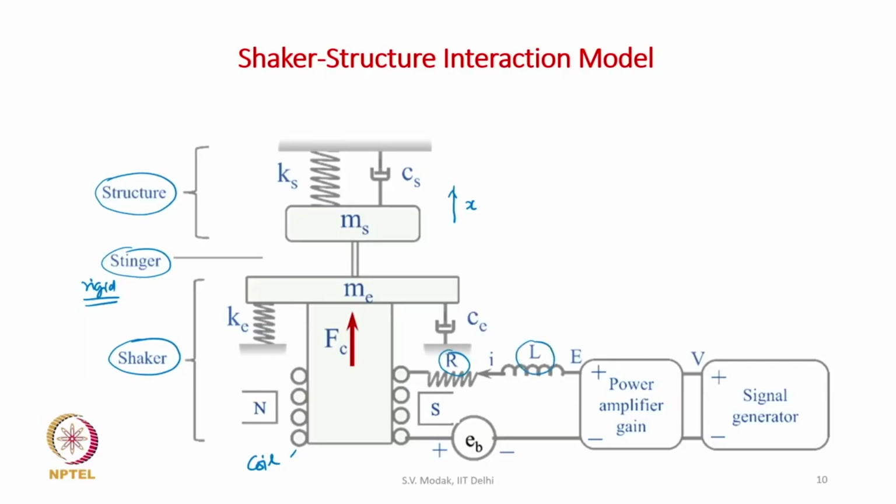And this coil is being supplied the voltage by the power amplifier. The power amplifier has a certain gain, so let us say GV is the gain of the power amplifier. E is the output voltage of the power amplifier. The input to the power amplifier comes from the signal generator, so V is the output of the signal generator.